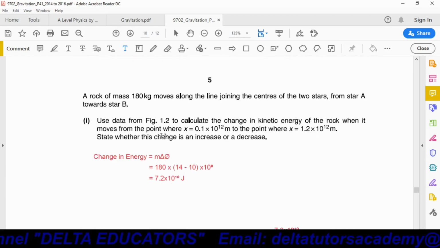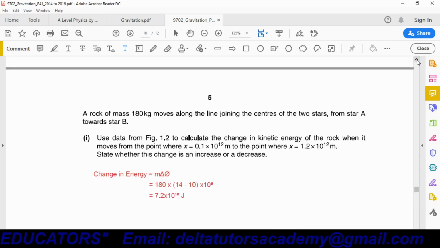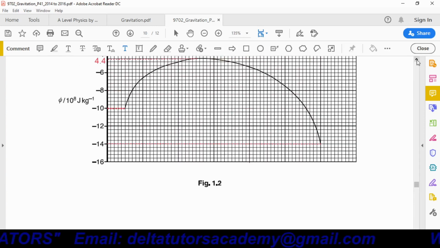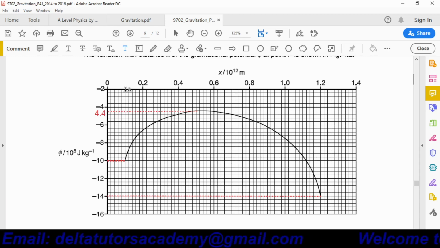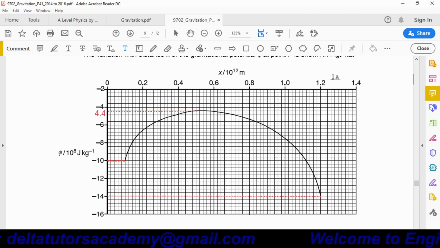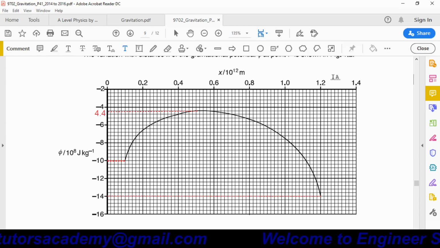When it moves from the point x is equal to 0.1 to x is equal to 1.2, state whether this change is an increase or a decrease. An object is moving from this distance to this distance 1.2, from point 0.1 to 1.2. We have to calculate the change in the gravitational potential, and find out whether this change is positive or negative.